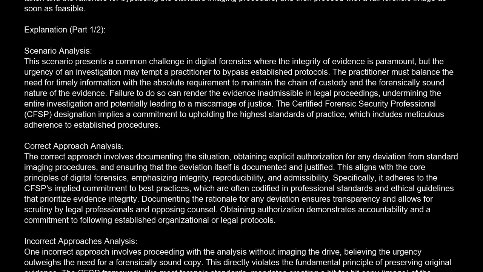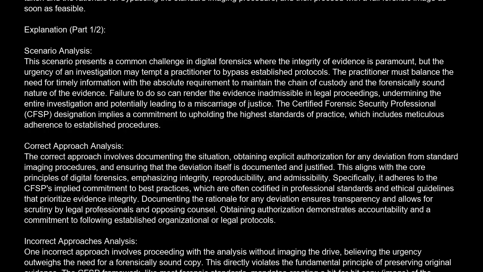The correct answer is C. Immediately extract the necessary files from the live system to mitigate the ongoing threat, documenting the actions taken and the rationale for bypassing the standard imaging procedure, and then proceed with a full forensic image as soon as feasible.